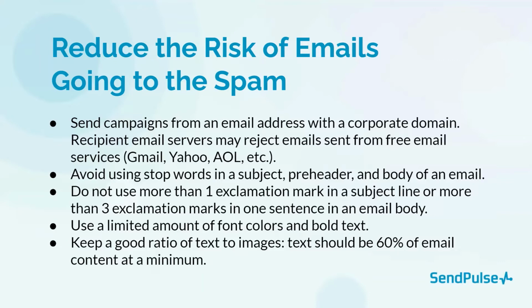So you highlight some important areas of your email. For example, 12-year-old boy becomes billionaire in 3 days. You highlight it in bold text, and you basically try to write an email like you are taking biology school notes and trying to emphasize some important areas. You notice that also gets flagged. Keep a good ratio of text to images. Text should be 60% of email content at a minimum.